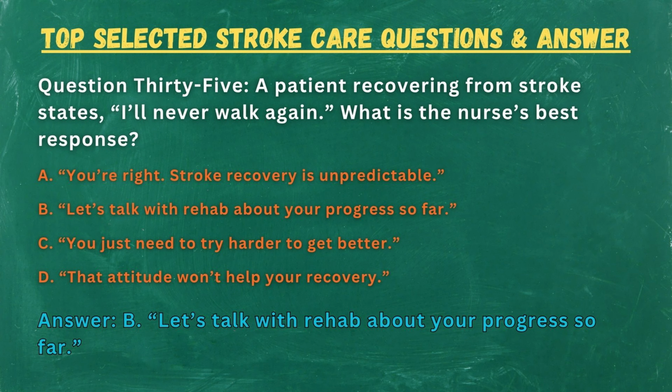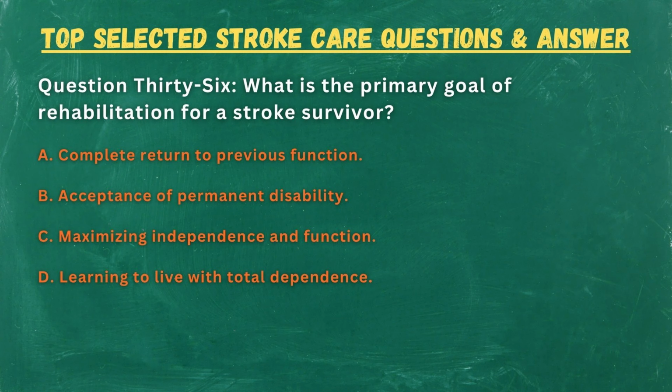Answer: B. Let's talk with Rehab about your progress so far. Question 36. What is the primary goal of rehabilitation for a stroke survivor? A. Complete return to previous function. B. Acceptance of permanent disability. C. Maximizing independence and function. D. Learning to live with total dependence.